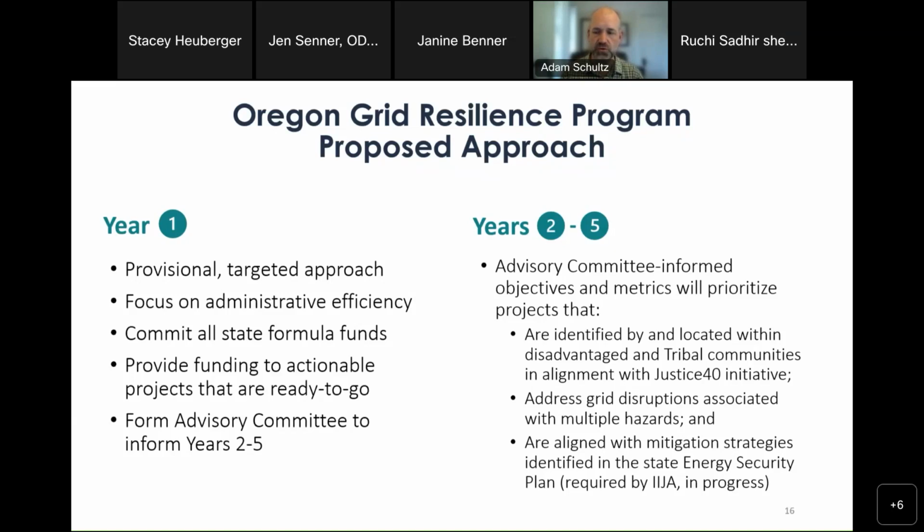So for those future years of the program, what we're really looking to do is have a process to identify a stakeholder advisory committee in year one that can inform the development of objectives and metrics for those future years to prioritize projects that are identified by and located within disadvantaged communities in alignment with the Justice40 initiative, that address multiple grid disruptions associated with multiple hazards, so not just wildfires, as is our focus for year one. And then also that aligns with mitigation strategies identified by the state's energy security plan, which is just really beginning and in progress, and with other efforts in the state, such as the IOUs' clean energy plans that are underway at the PUC. Next slide, please.